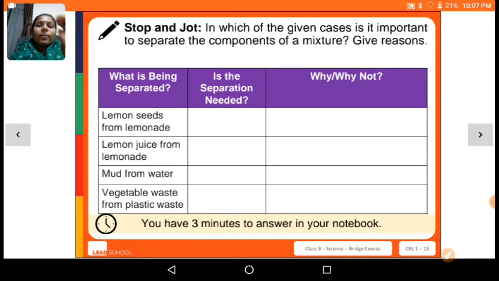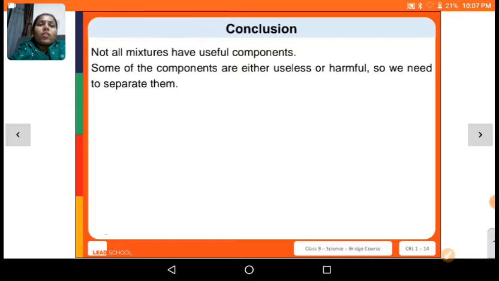So not all the mixtures have useful components. Some of the components are either useless or harmful, so we need to separate them.